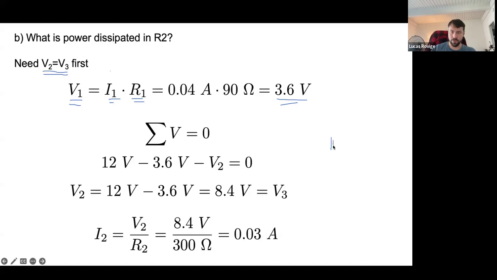And then we can apply the second Kirchhoff rule to the overall circuit. So I'm going to just draw it quickly. We have the first resistor, then it separates into two, and then reconnects, and then you close it down. And so here we have 12 volts. Here we just calculated that this is 3.6 volts.